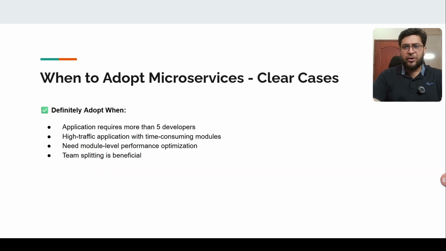Many people ask the question: when to adopt microservices. Here are some use cases. If your team is more than 5, you can go with microservices. If your application has high traffic and time-consuming modules in the system, you can go with microservices. And if you need module-level optimization, you can also choose microservices. In microservices we must split the tree, because it will define clear boundaries and avoid ambiguities.